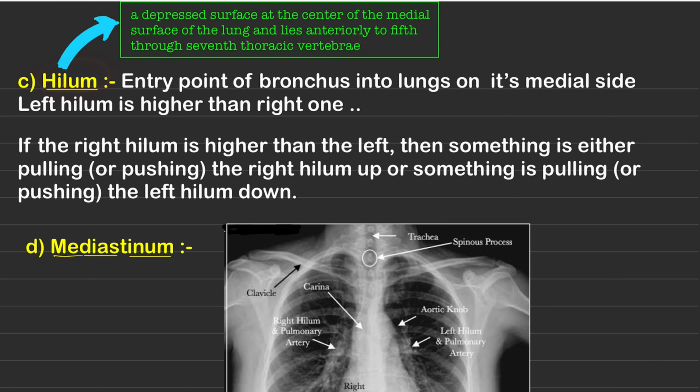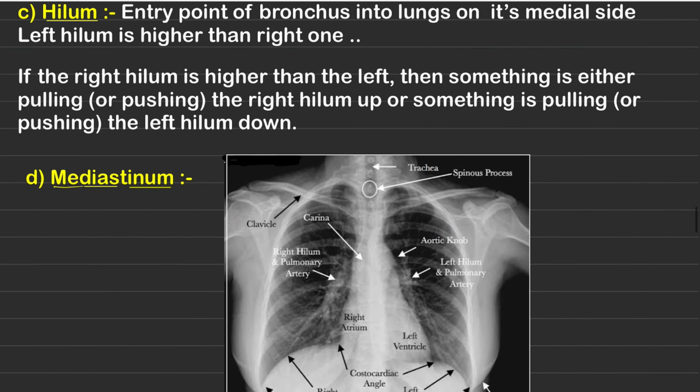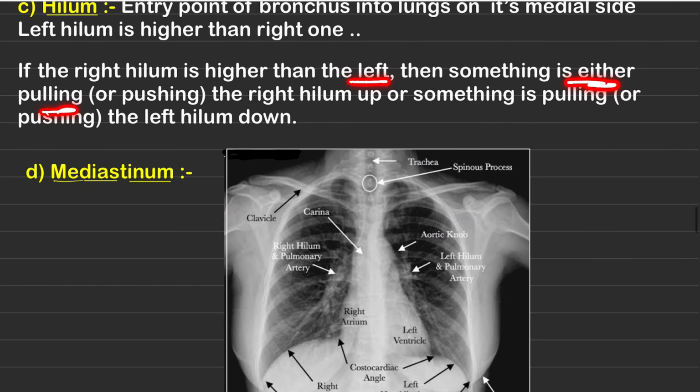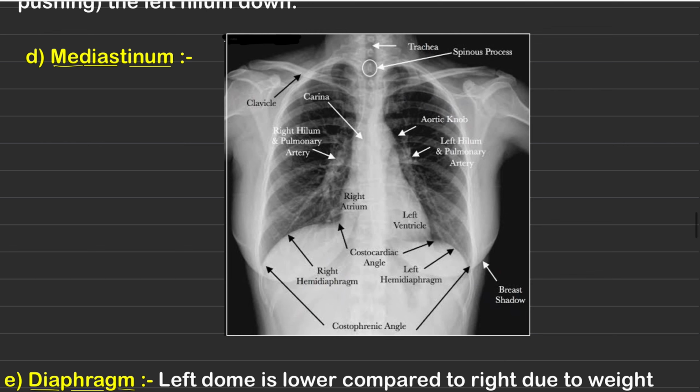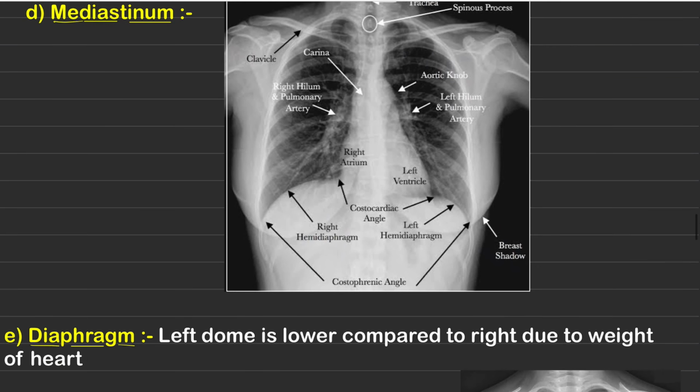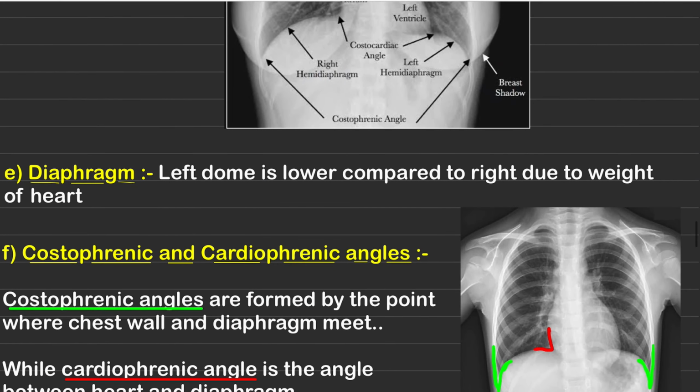So what is the hilum? It is the entry point of the bronchus into the lungs, on its medial side. The left hilum is higher than the right one. So the left hilum is at a higher position compared to the right. If the right hilum is higher than the left, then something is either pulling or pushing the right hilum. Now next one is the mediastinum. Next we will look at the diaphragm. The left dome is lower compared to the right dome due to the weight of the heart.